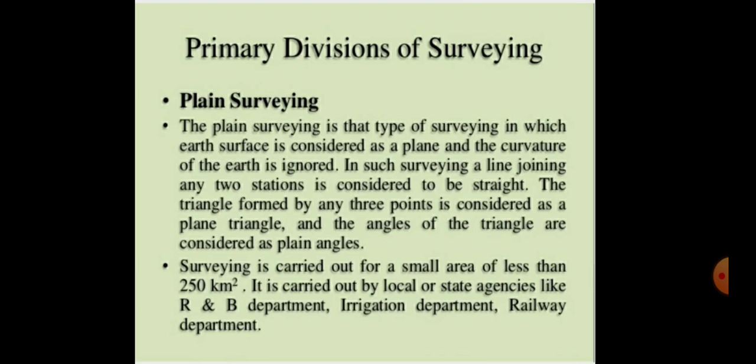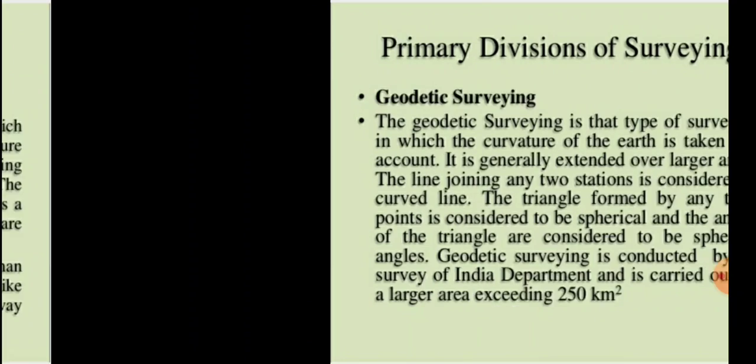Now it is carried out by local or state agencies like the R&B department, irrigation department and railway department, and these primary surveys can be conducted by the local authorities. Some examples are given. Some private agencies can also conduct plane surveying.